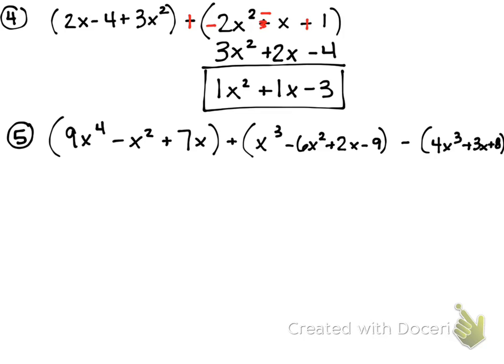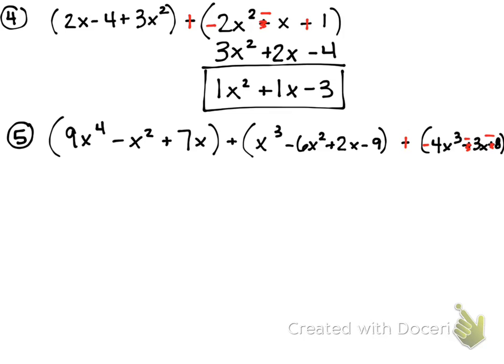The very last one, right? So the only one that is being subtracted is the one that I'm going to change the signs for. If there was another set after this, I would still only change the signs in that set of parentheses. So this is going to be negative 4x cubed, negative 3x, and negative 8, and this becomes a plus.